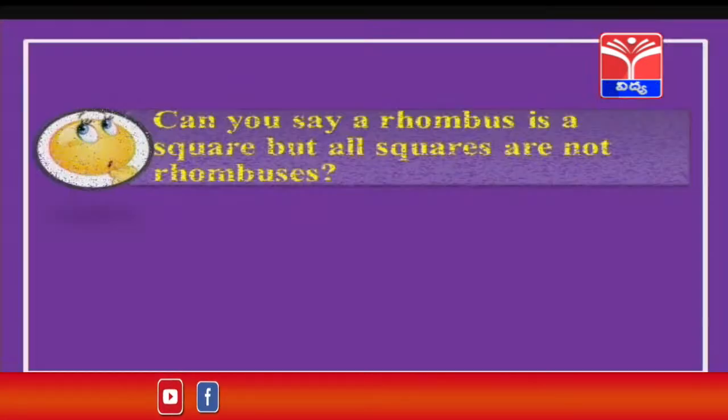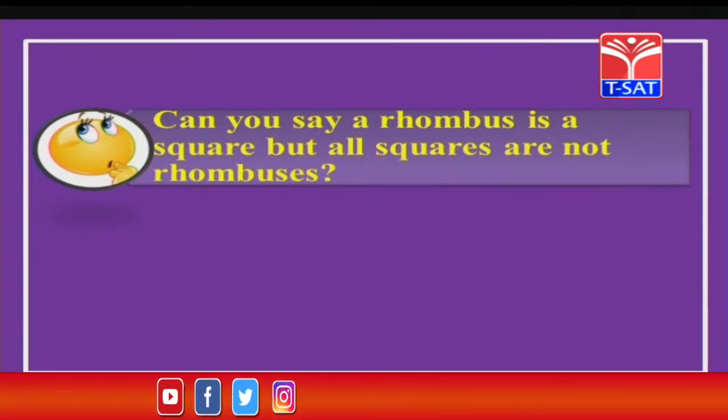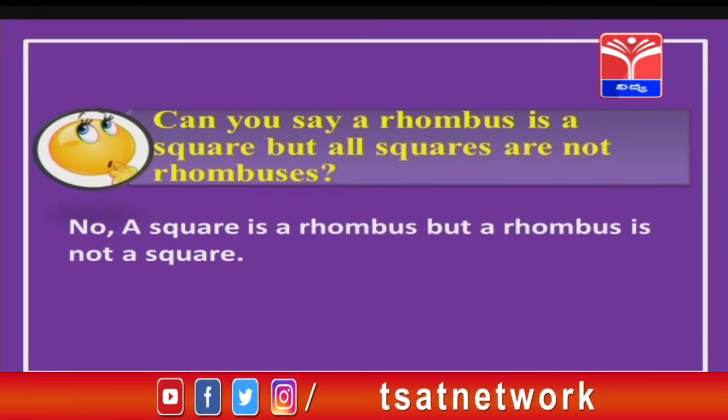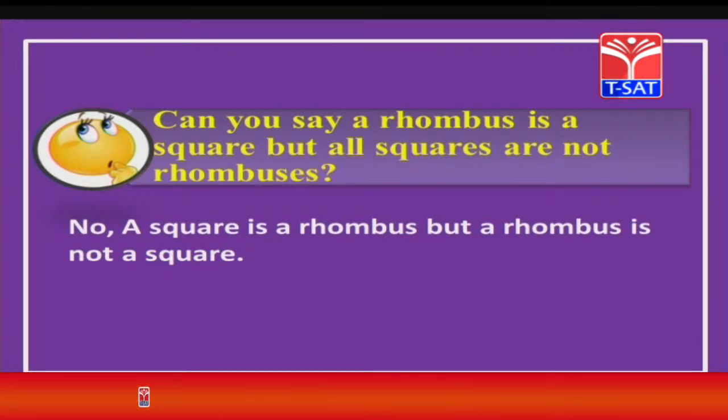Now, based on these concepts that you have learned, let us see a few concepts and try to answer them. Okay, children, can you say a rhombus is a square, but all squares are not rhombuses? Yes, you are right. We cannot say that a rhombus is a square, because a square is a rhombus. If all sides are equal, it is a rhombus. So, in a square all sides are equal, but a rhombus is not a square.